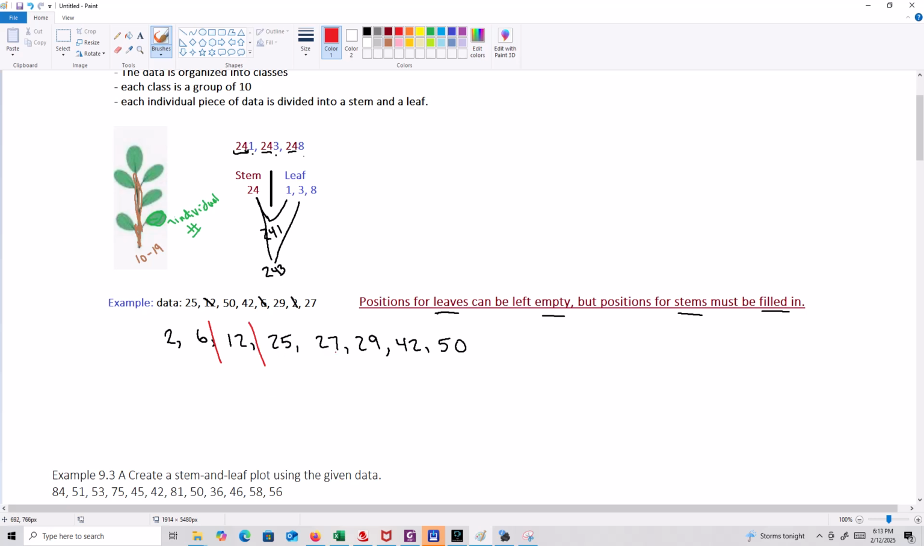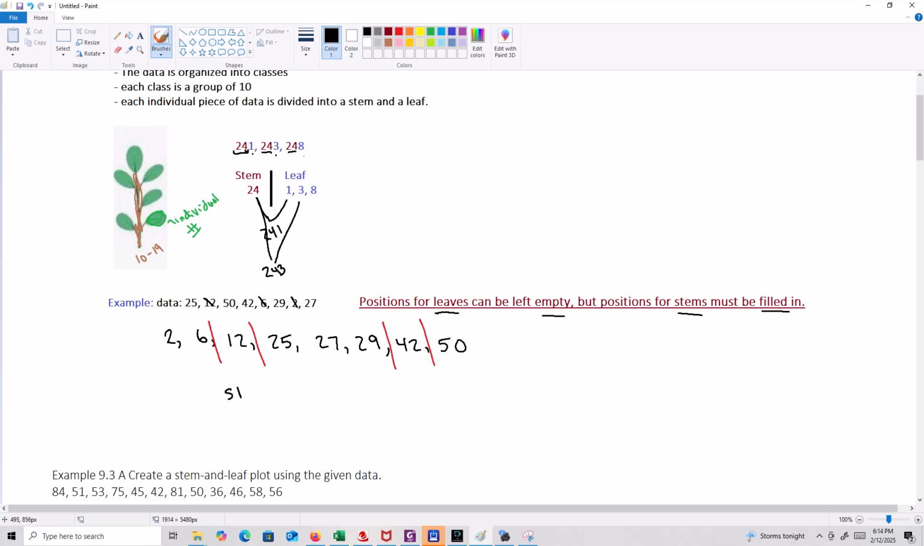Now 25, 27, and 29 all have the same tens digit, 2. So those three numbers go into their own class. 42 has a tens digit of 4. It goes into its own class. And then 50 has a tens digit of 5, and it goes into its own class.